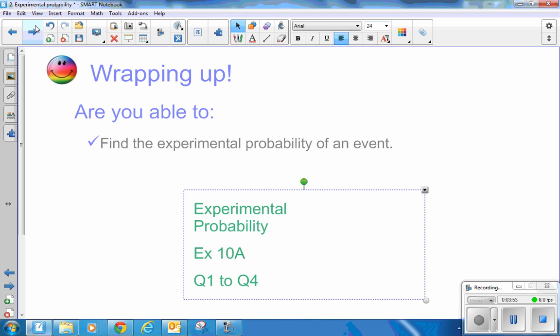Now, you can do the exercises to see if you're able to find the experimental probability of an event. Please go to exercise 10A, questions 1 to 4.